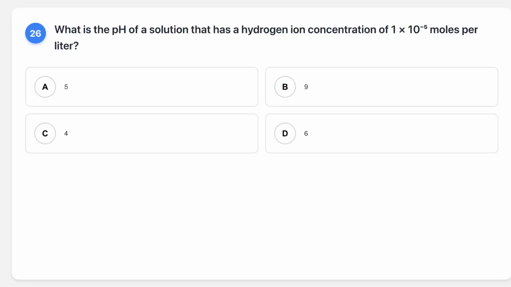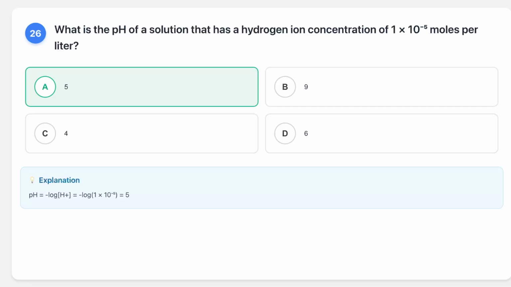Question. What is the pH of a solution that has a hydrogen ion concentration of 1x10⁻⁵ moles per liter? Option A, 5. Option B, 9. Option C, 4. Option D, 6. Explanation. pH equals negative log of 1x10⁻⁵, equals 5.